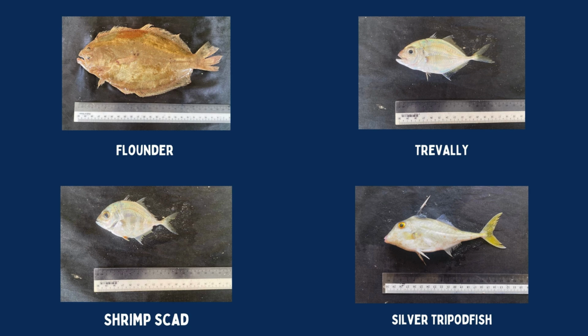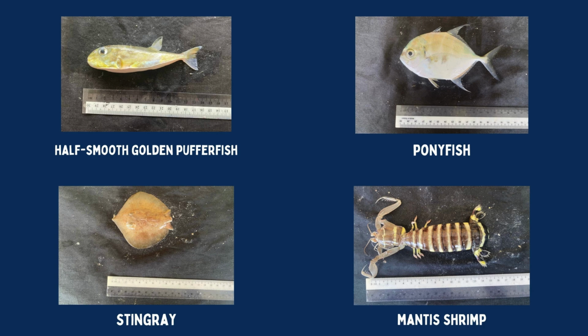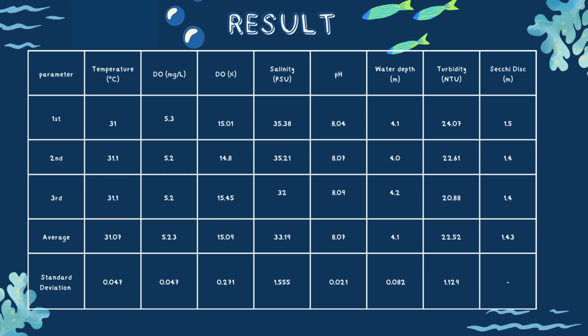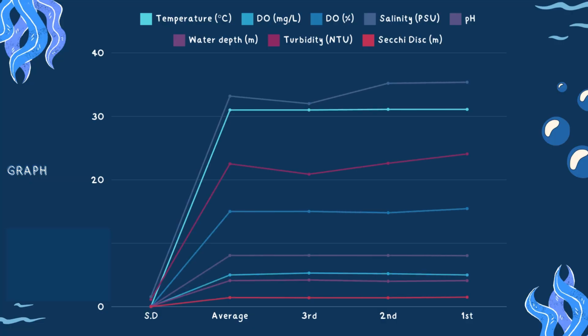Here is the proof of what we got in the basket. So this is our result, as you can see, and the time when we did the sampling was 7:30 in the morning. So there are 3 attempts that we took during the field trip, and all of them have different readings. Next, here's the graph according to the result.